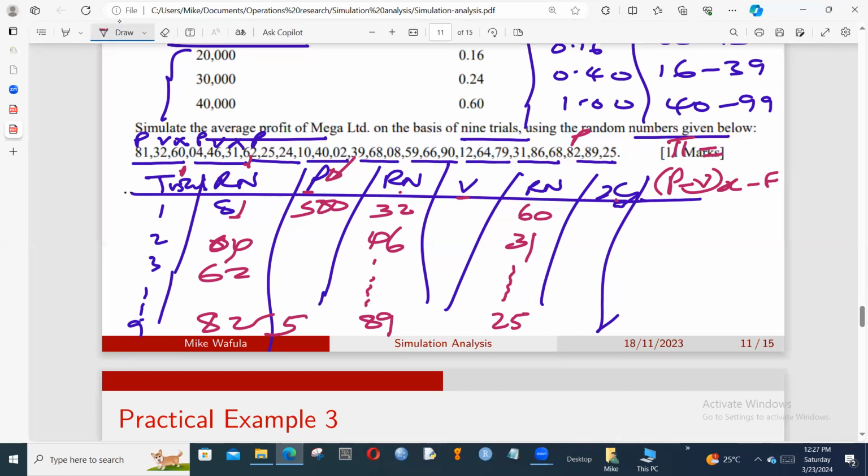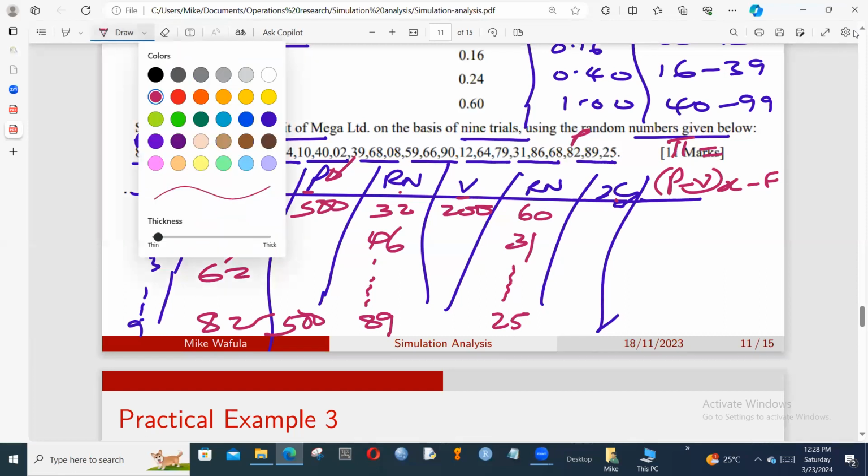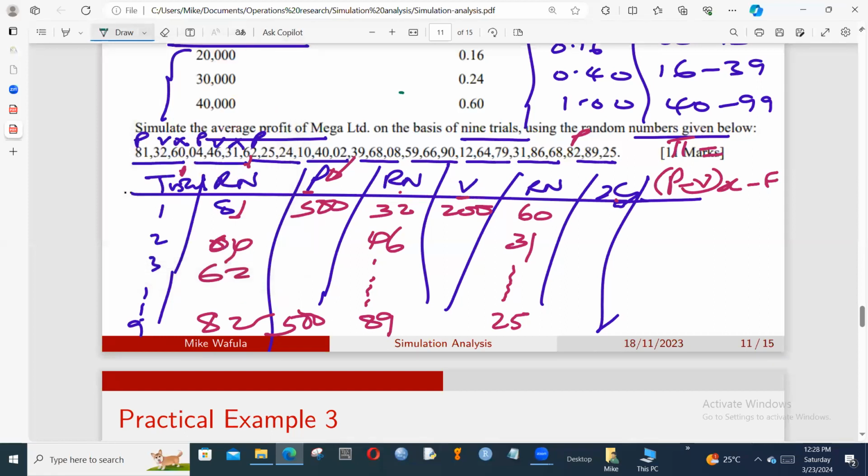So we can now go to the second one. Use the second table now for variable cost so that you're able to predict the variable cost when the random number is, say, 32. So when it's 32, what is that variable cost? 200. Thank you. When it's 46, it's also 200. So let's fill the entire table. I'm interested in knowing the last one, when it's 89. 300. Good. So we are already done.